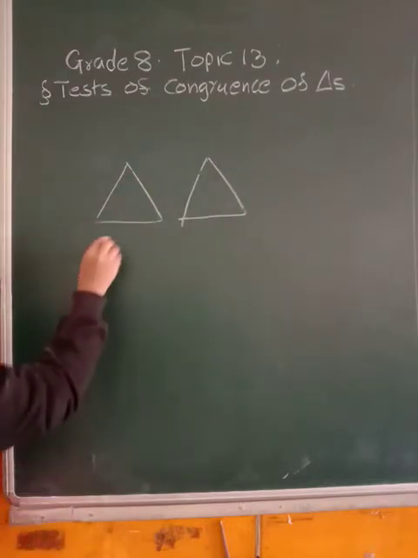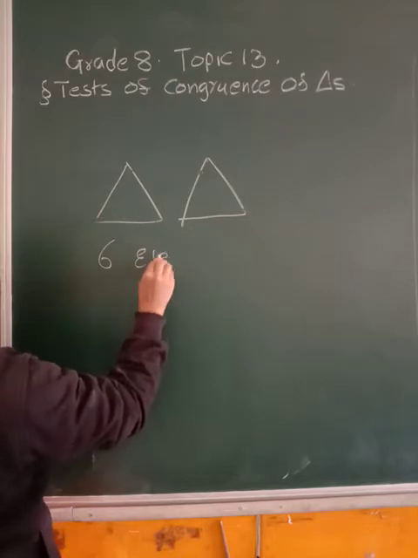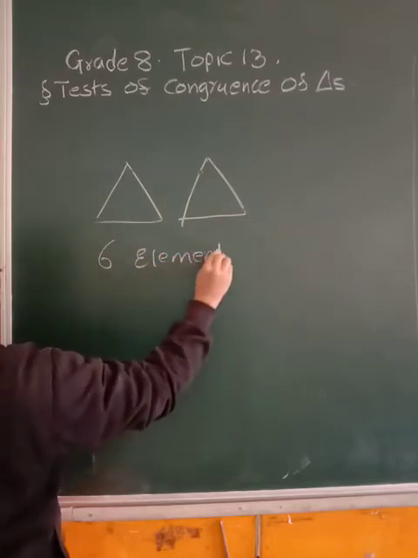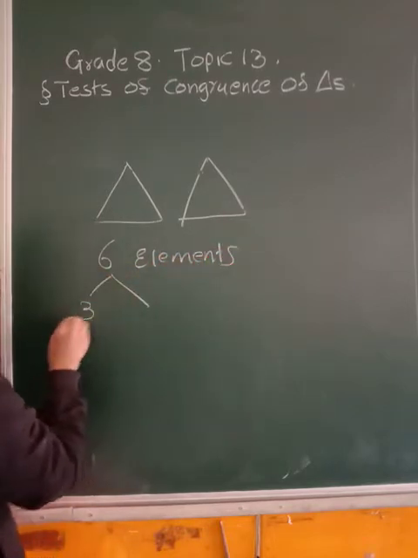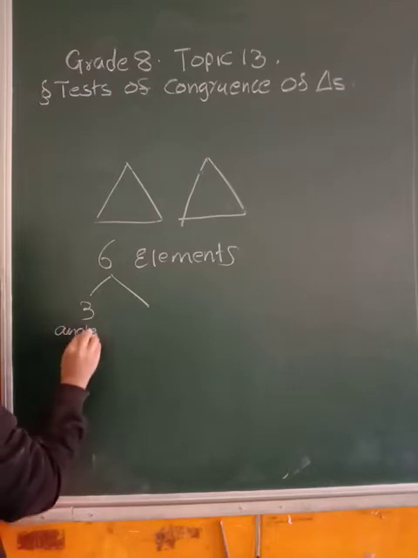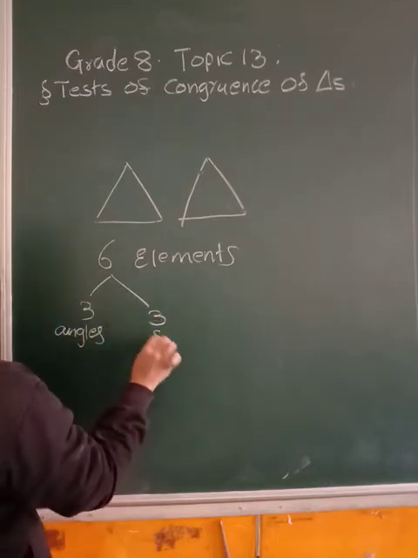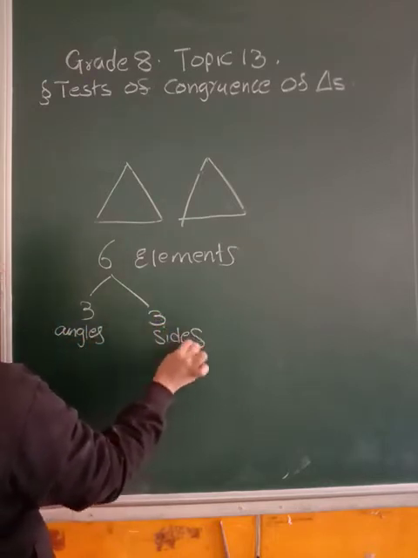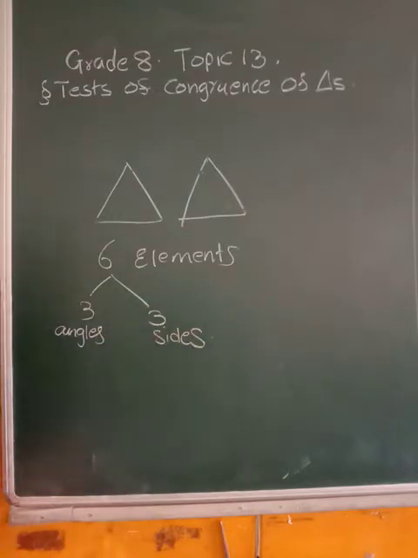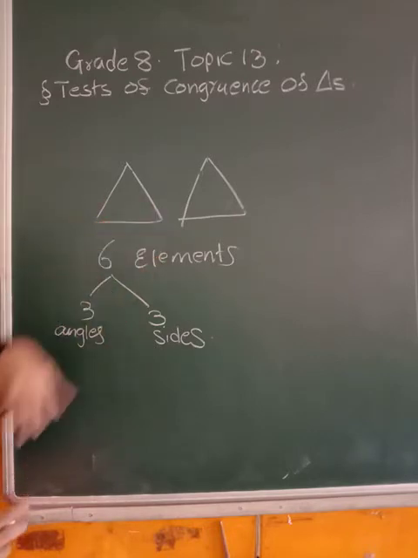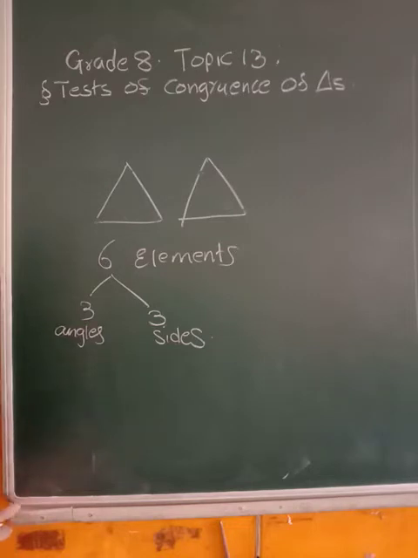That means there are six elements for a triangle, which includes what? Three angles and three sides. These are the six elements of a triangle. But to be congruent to each other, looking at the two triangles, we can say two triangles are congruent, but all the six elements need not be congruent.